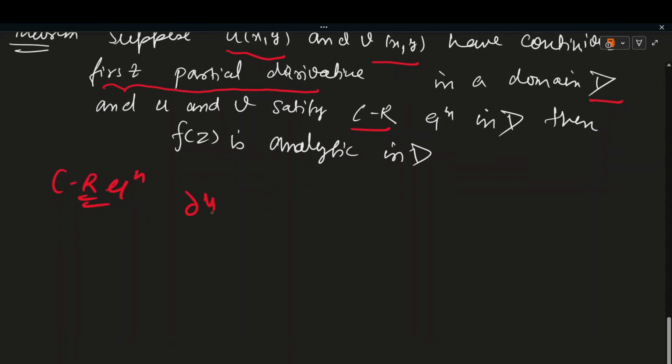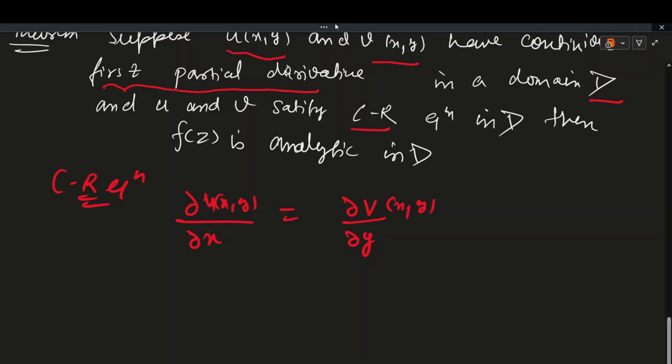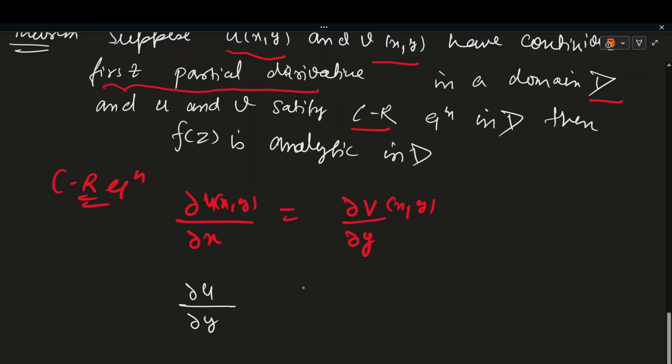The CR equation is that del u by del x is equal to del v by del y. And I'm mentioning that u and v are two variable functions, so I will write x comma y, x comma y. And del u by del y is equal to minus del v by del x in x comma y. We will do the proof of this Cauchy-Riemann equation, so let's think about this.